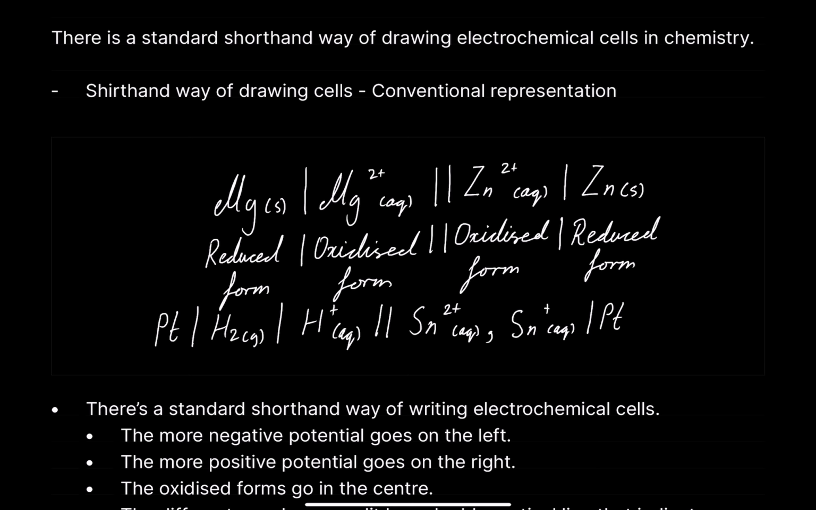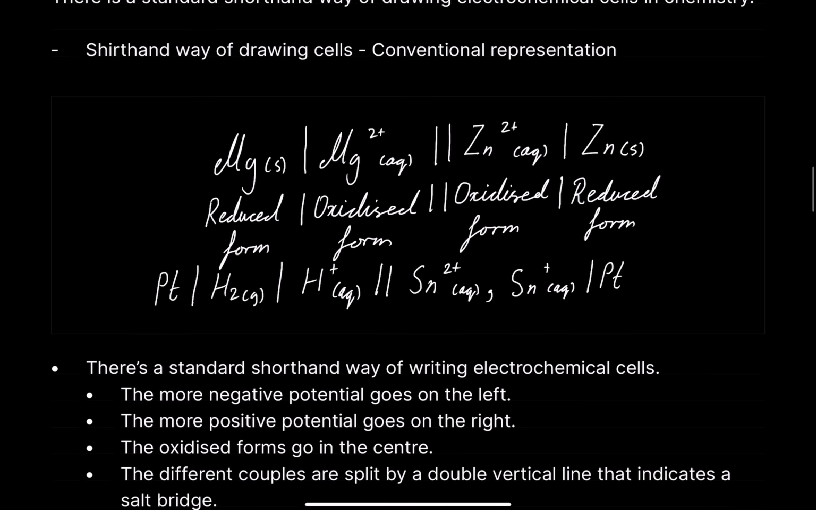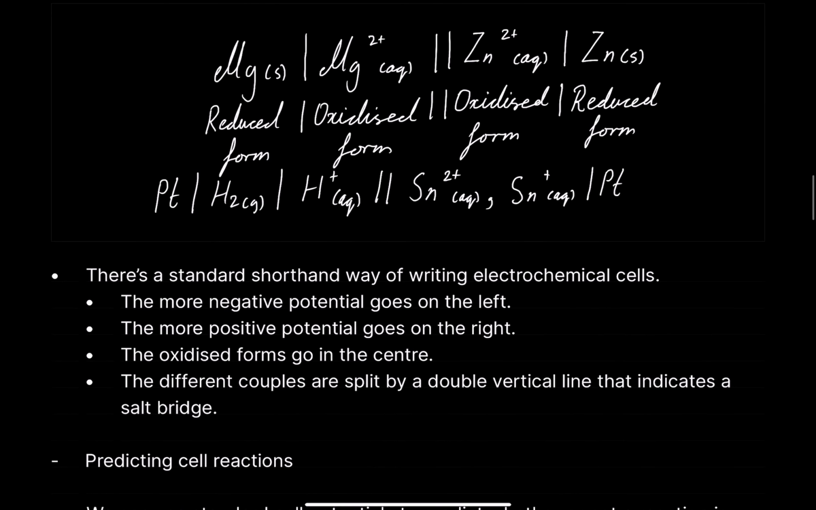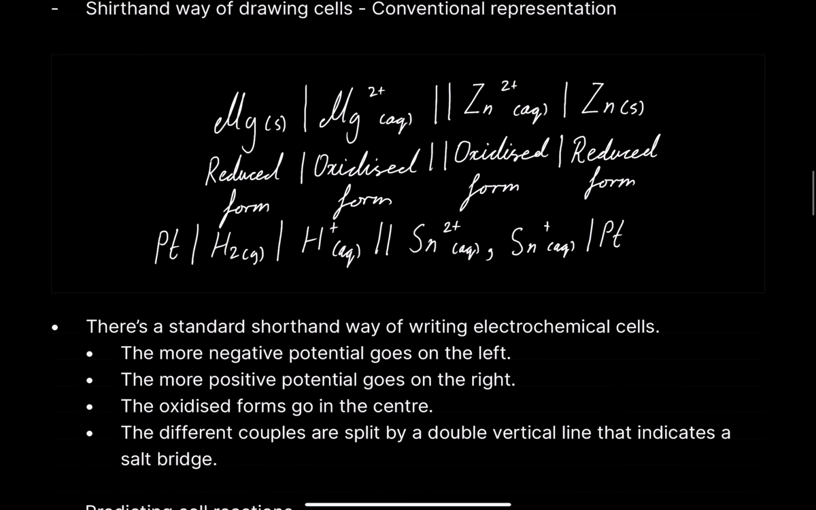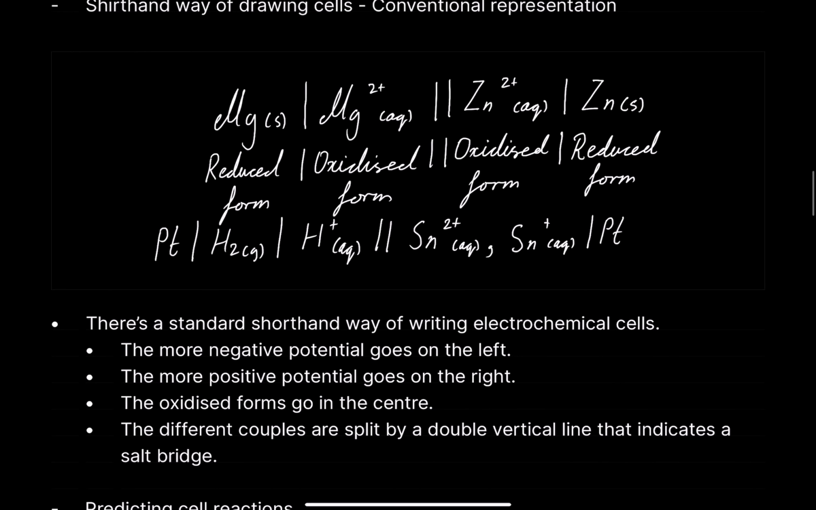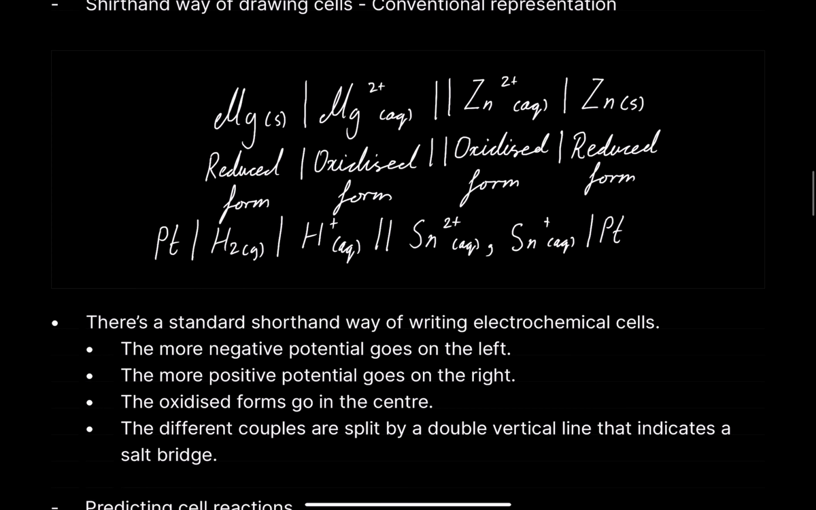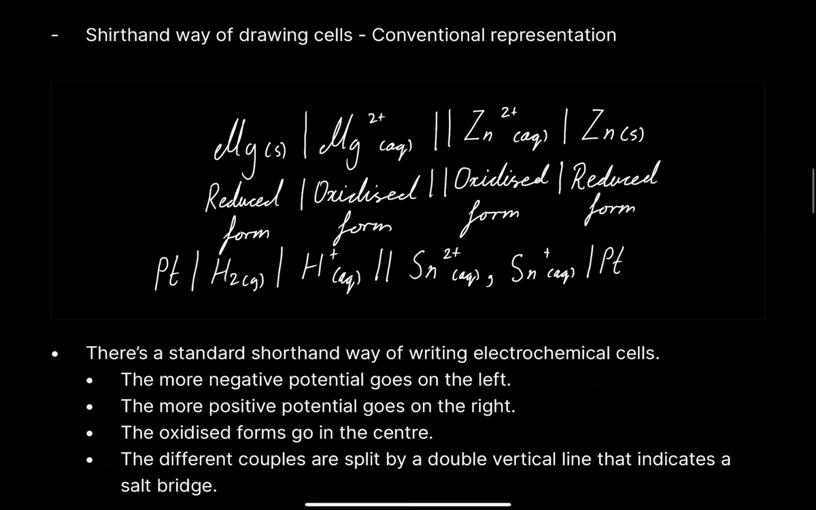Now, I want to write this here because you can probably see some lines that don't make any sense. In the standard shorthand way of writing electrochemical cells, the more negative potentials go on the left, and the more positive potentials go on the right. What they mean here is oxidation, reduction.